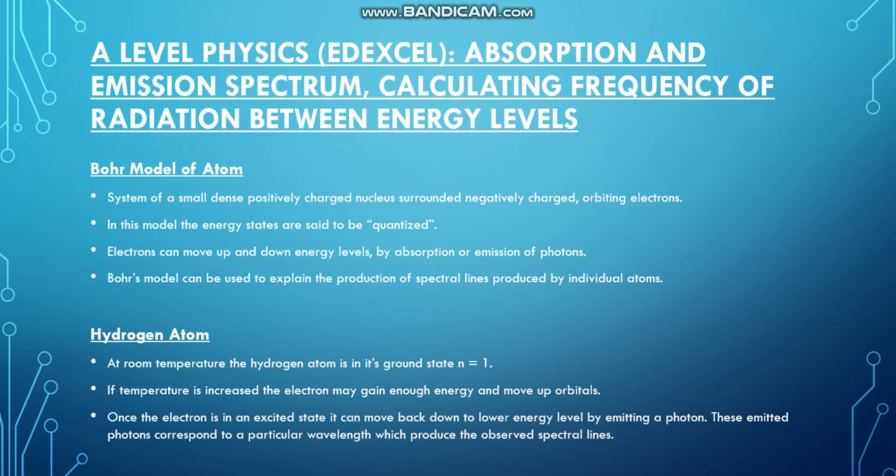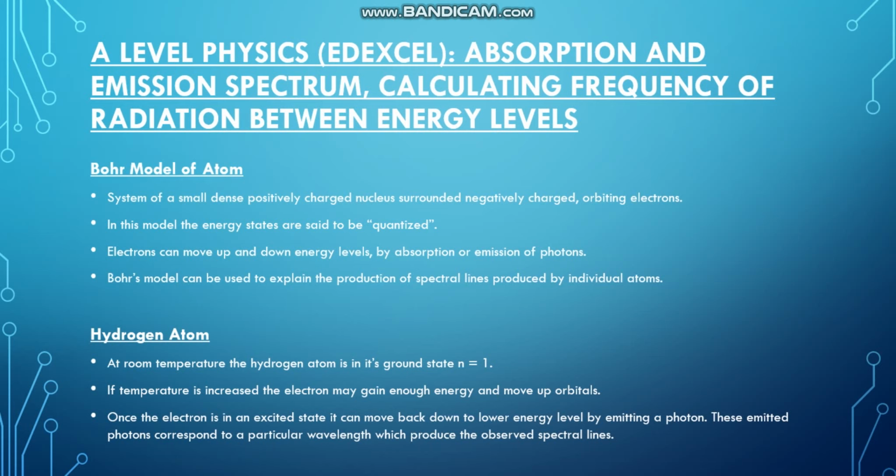And in this model the energy states are said to be quantized, and quantized by definition means to restrict to one of a set of values characterized by quantum numbers. And electrons can move up and down energy levels by absorption or emission of photons. And this given model can also be used to explain the production of spectral lines produced by individual atoms.